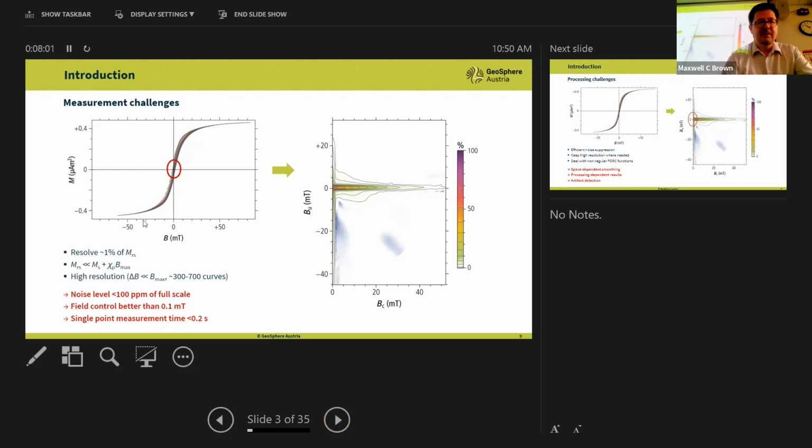And you already see what's the problem. Many hysteresis loops are quite closed by nature, and you need to resolve actually 1% of the opening in zero field, which is the saturation remanence. And so you have a lot of curves condensed in a small space. That means you have to fight against noise and have a good signal to noise ratio.